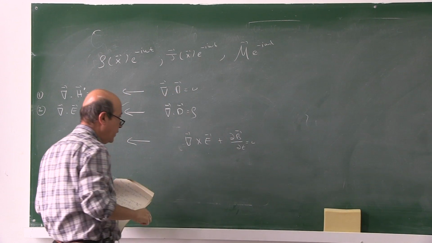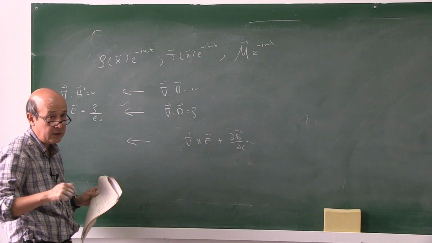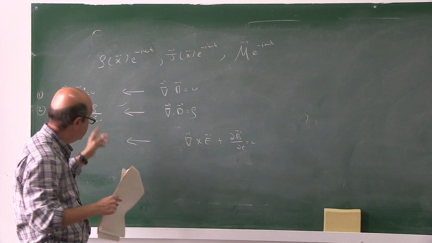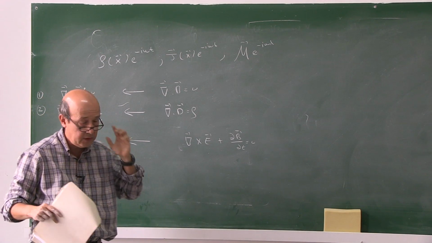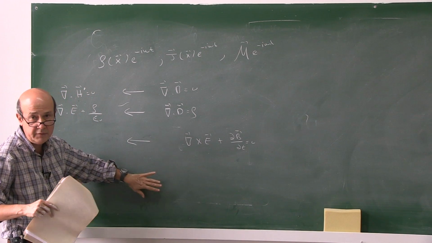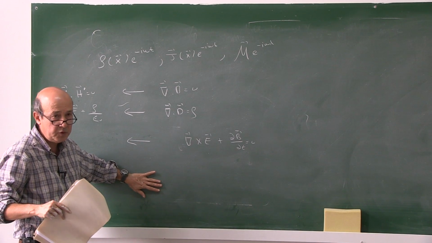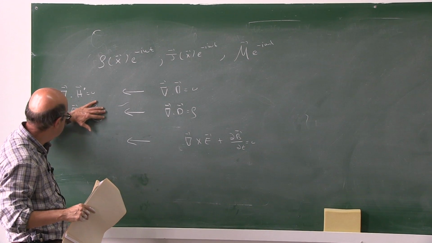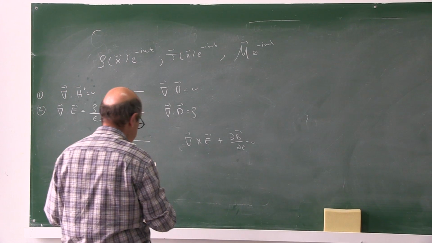How many equations do we have here? This is a vectorial equation, so we have 3 independent equations. Actually the Maxwell's equations could be said to be 8 independent equations: 3 for Faraday's, 3 for modified Ampere's, 1 for this, 1 for the other one. 8 independent equations, you can tell.